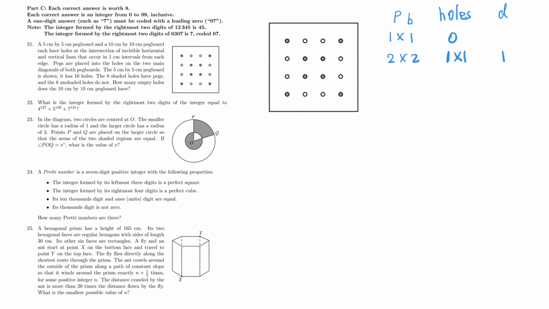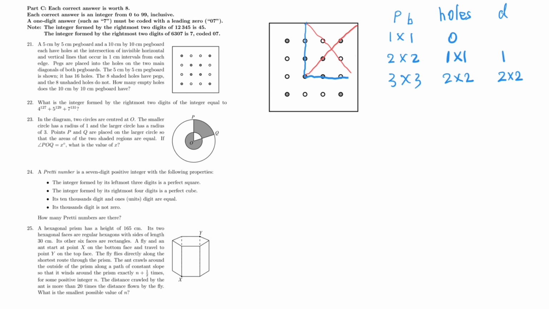Now we come to the 3 by 3. So 1, 2, 3 by 3. How many holes? For the 3 by 3, the holes are 2 by 2. What will the diagonal have? We put pegs on the main diagonals. On the 2 by 2, we draw the diagonal here. That's 4 holes. The holes are also 2 by 2.